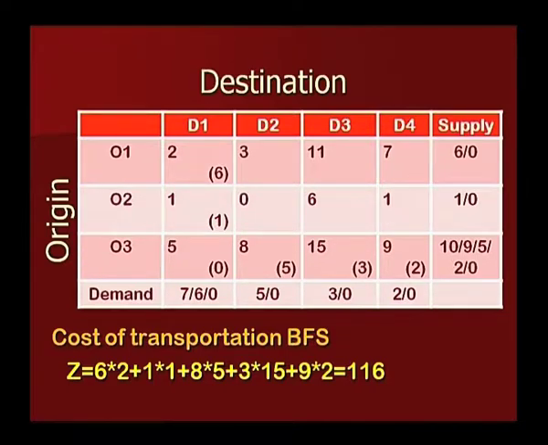Then we come to the second column, in which we allocate 5 in the cell with value 8, D2O3. Then we come to the third column and allocate 3 in the cell D3O3. Then we allocate 2 to the cell D4O3. So, we find the cost of transportation, that is the basic feasible solution, as Z is equal to 6 into 2 plus 1 into 1 plus 8 into 5 plus 3 into 15 plus 9 into 2 is equal to 116.